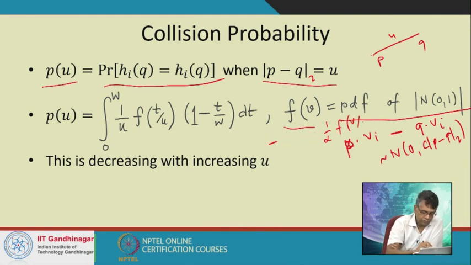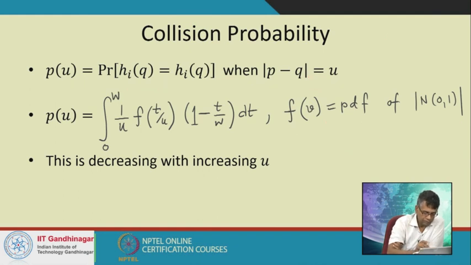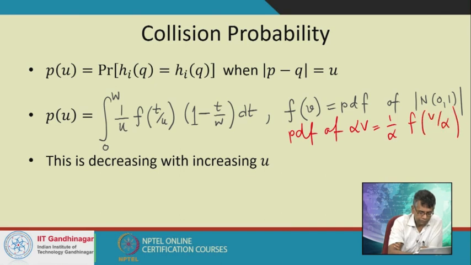Let me clean this up a little bit so that we can see better. The PDF of alpha v is 1 by alpha f of v by alpha, and you can see this if you just think about it for a couple of minutes, because multiplying by alpha is just changing the scale of the random variable. And so the standard deviation changes, and that's what is reflected here.